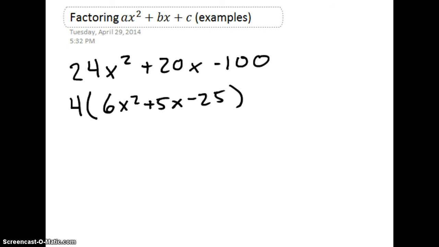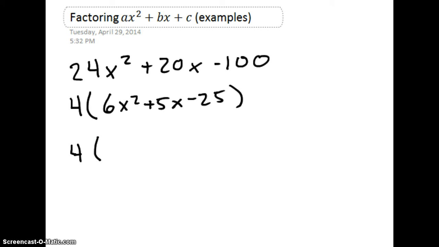Now this is a lot easier. 6 has a lot fewer factors than 24 does, and negative 25 has a lot fewer factors than 100 does. So my next step is to look at AC, and this 4 is just going to be along for the ride. I don't really have to think about it, but I can't forget about it. It's just going to stay on the outside until I decide to bring it back in.